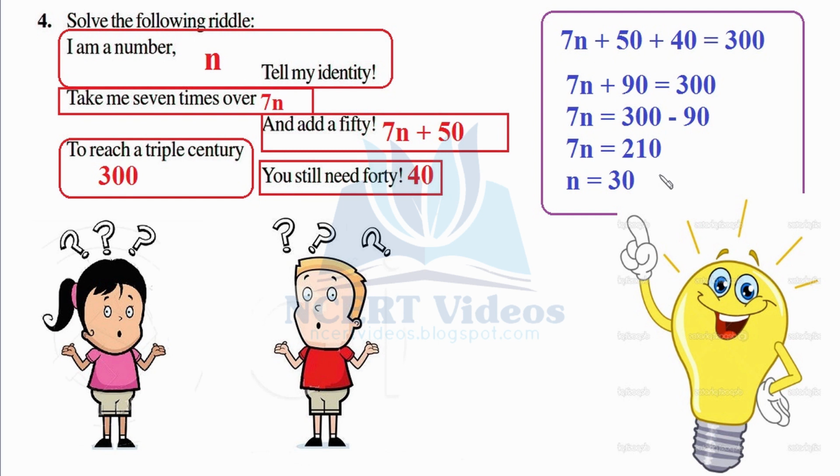You can also check it. Now 30 sevens are 210. 210 plus 90 is how much? 300. So that is your correct identification of this number n. So that was the last question, question number 4th.